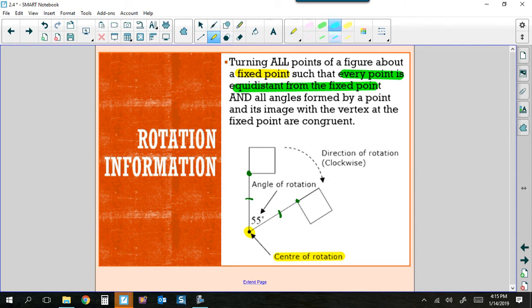And then the angle that is formed by the point and its image with the vertex are congruent. So what that is talking about is the point and the pre-image point with the center as the vertex is making, in this case, a 55-degree angle. If I were to create that same angle, say from this point and then to this point, it would also be a 55-degree angle. If I were to look at this point and this point with the center point being the vertex, it would be a 55-degree angle. All of those angles would need to be the same.